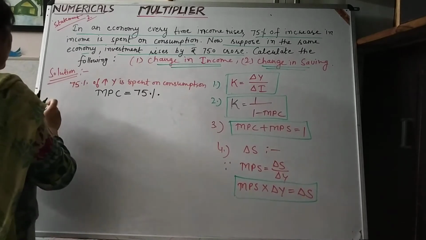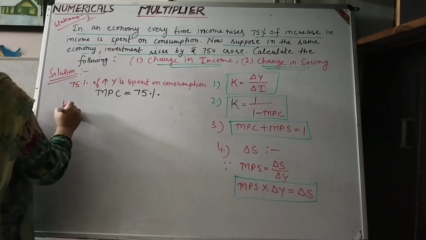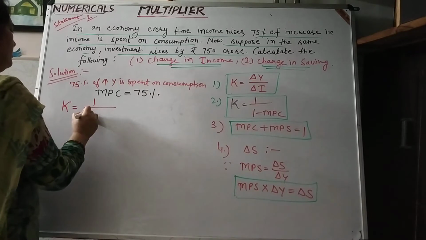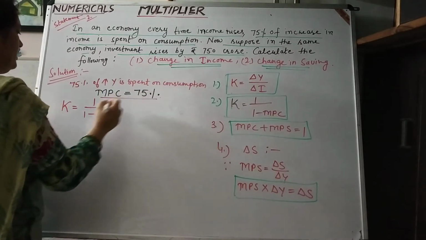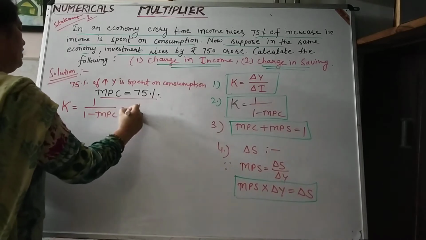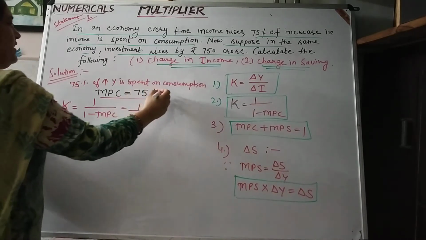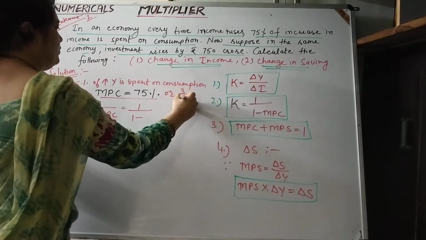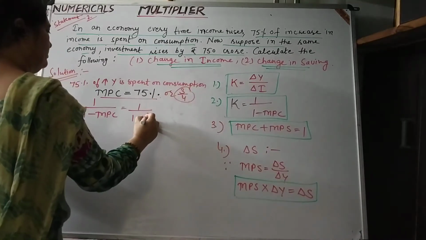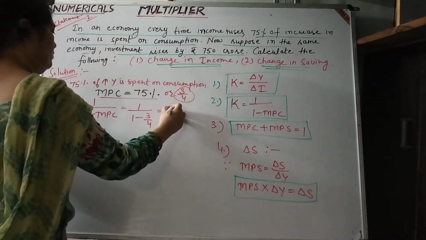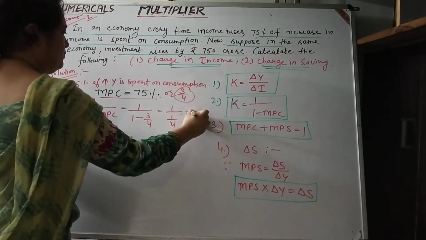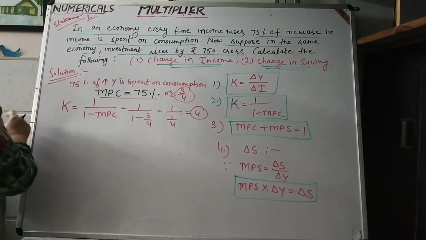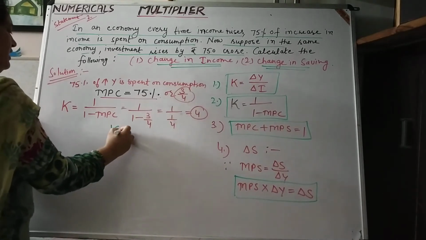So let us calculate the value of multiplier. K is equal to 1 upon 1 minus MPC, because the value of MPC is given, is equal to 1 upon 1 minus 75%, or 3 by 4. So 1 upon 1 by 4 is equal to 4. So the value of multiplier is K is equal to 4.